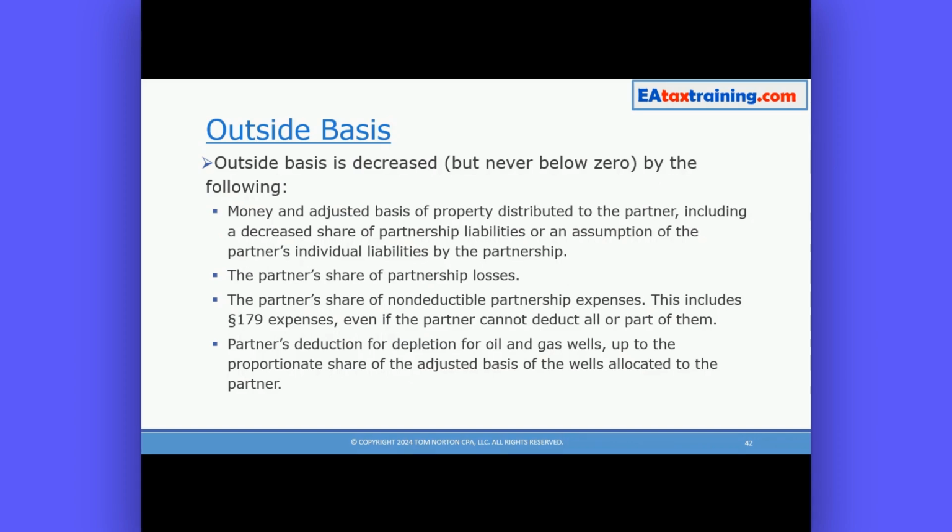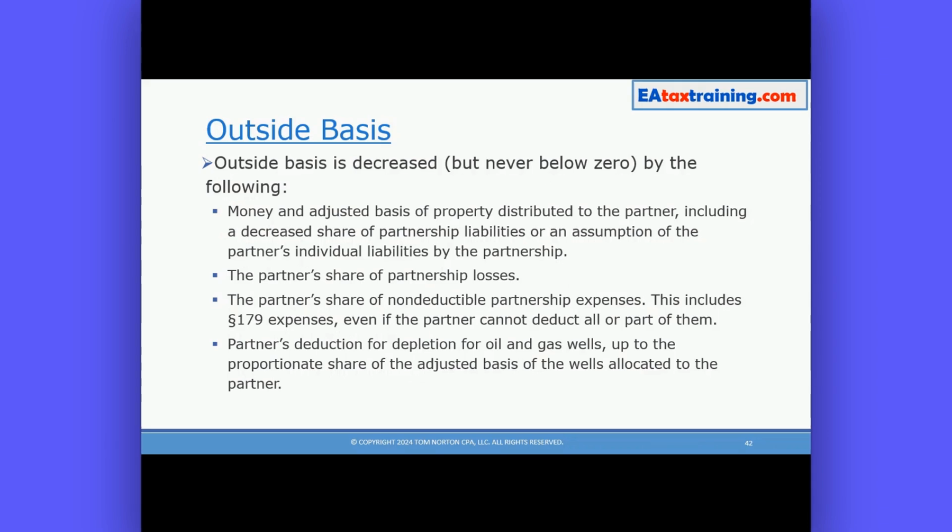So, your outside basis can never be below zero, but outside basis is decreased by the following: money and adjusted basis of property distributed to the partner, including a decreased share of partnership liabilities or an assumption of the partner's individual liabilities by the partnership. So again, if you contribute property and it's subject to a loan, well, the partner is no longer on the hook for that loan. So their basis is going to be decreased by the amount of the loan that was taken over by the partnership.